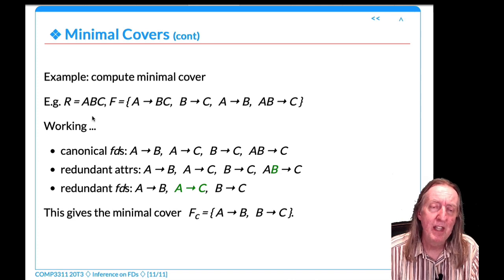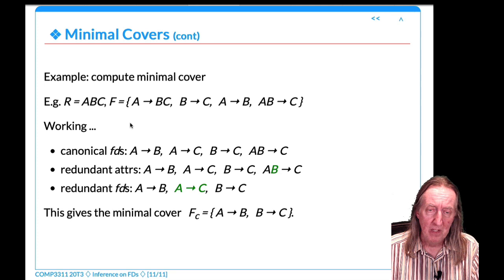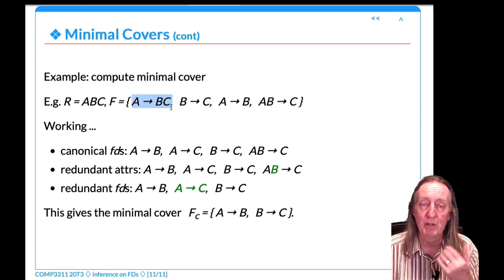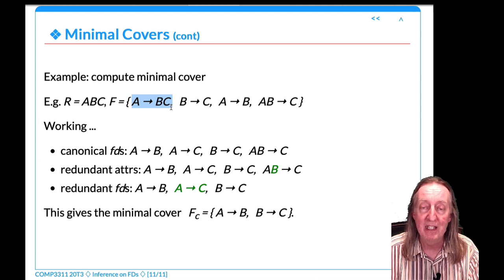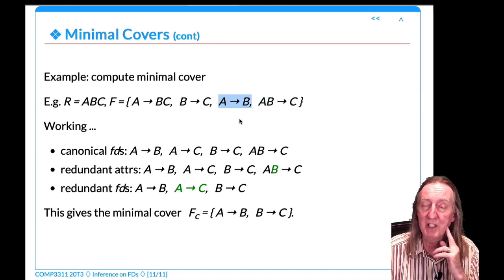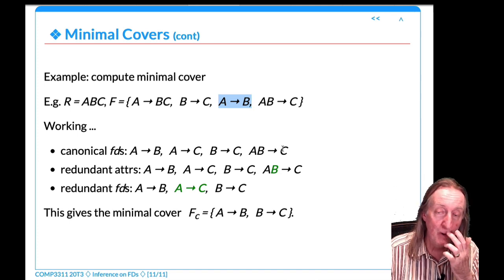So here's an example. We've got a bunch of functional dependencies. We've got a relation. All right, to put these into canonical form, the only change that we need to make is to split this functional dependency up so it becomes A determines B and A determines C. Well, having done that, we've already got A determines B as another functional dependency, so we only need to keep one copy of that. So we've still got 4 functional dependencies, but they're a little bit simpler than they were.